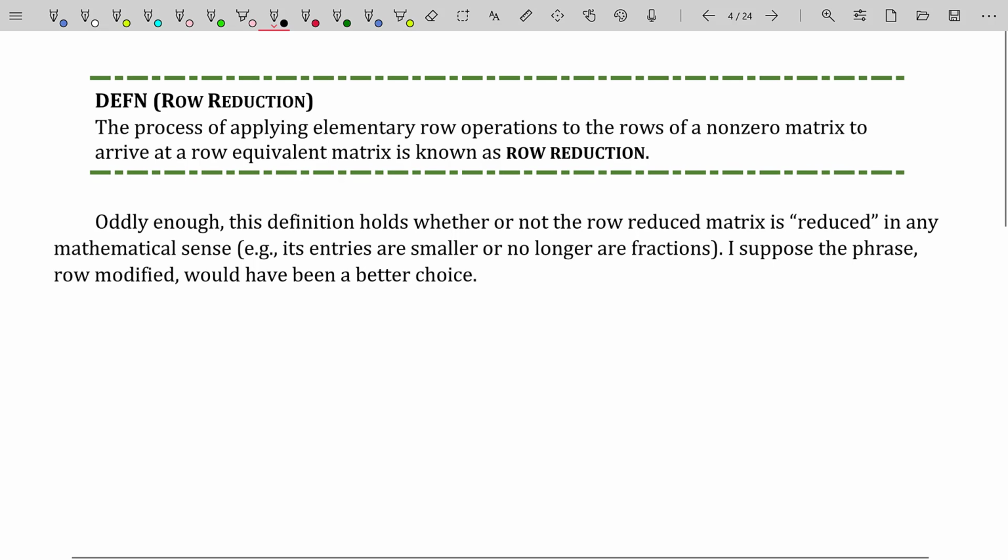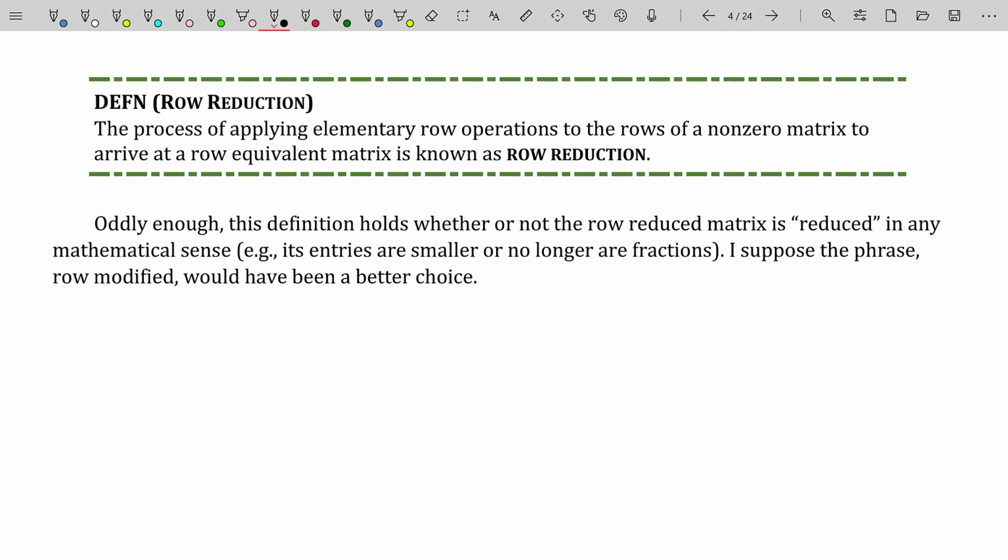Anyhow, let's define row reduction. The process of applying elementary row operations, I'm going to highlight that, the process of applying elementary row operations to the rows of a non-zero matrix to arrive at a row equivalent matrix is known as row reduction.